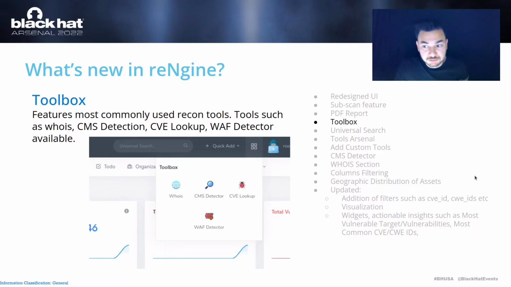Next, let's look at the toolbox. While doing reconnaissance, we found that a lot of the tools that we use, such as whois, CVE lookup, and WAF detection, are most commonly used, and what I decided was to have something like a toolbox where you have a collection of all these tools, and without adding targets or endpoints, you can just go and search for WAF on a particular endpoint, or probably search for any particular CVE.